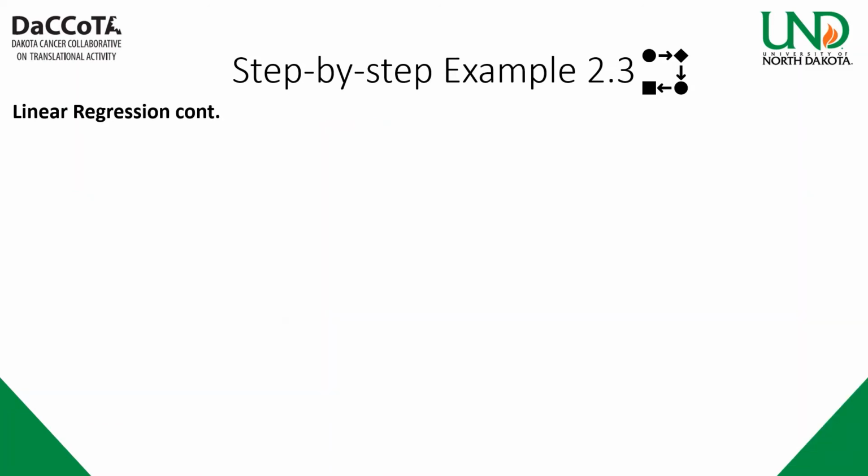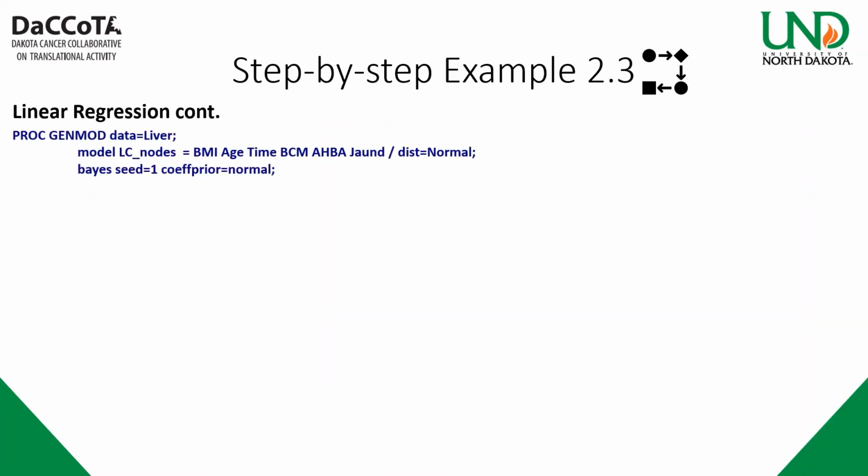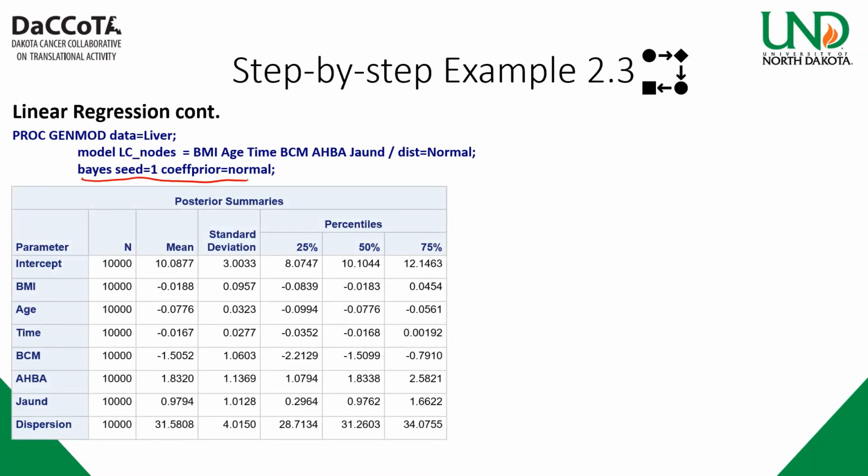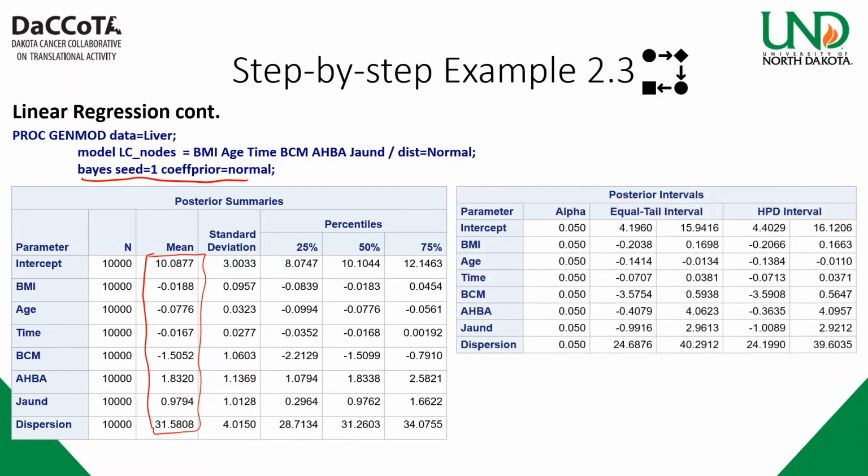Okay, so let's look at ProcGenMod. We're going to add our Bayes in here, not really anything different than we've seen before. Here are our posterior summaries. The useful thing is our means here, because that's essentially going to be our slopes. And then our posterior intervals.